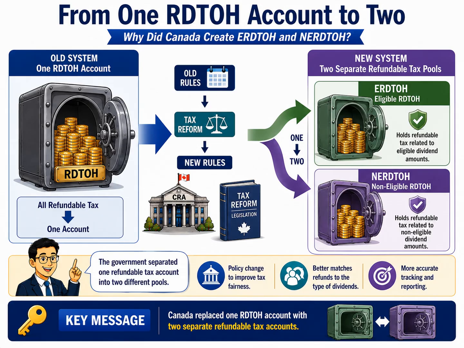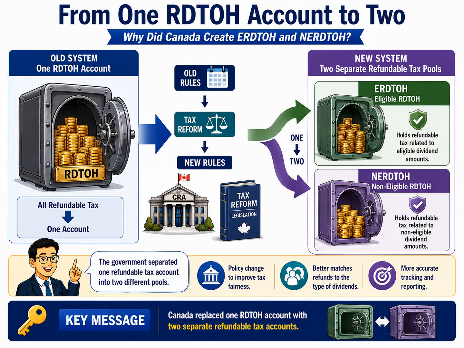At this stage, you don't need to memorize exactly which amounts go into each account. The important concept is much simpler. The old system had one refundable tax account. The new system has two separate refundable tax accounts. From now on, corporations may have balances in both ERDTOH and NERDTOH instead of maintaining just a single RDTOH balance. This means that tax preparers must pay closer attention when reviewing corporate tax returns, because there is no longer just one refundable tax account to monitor.